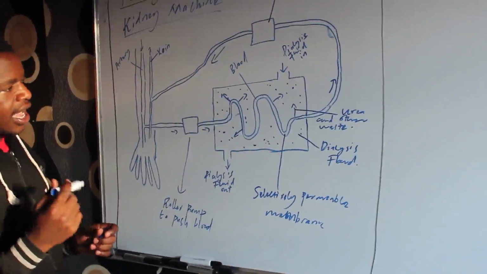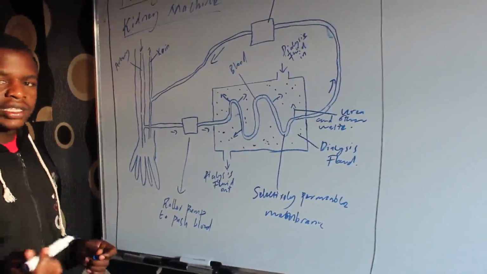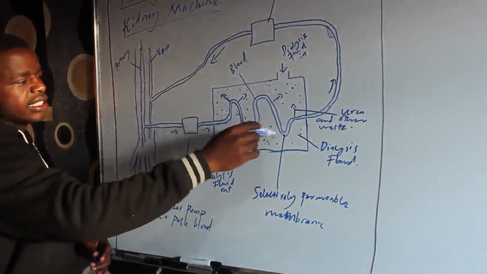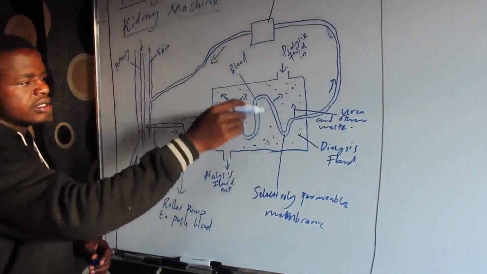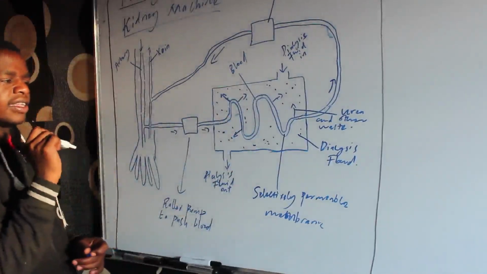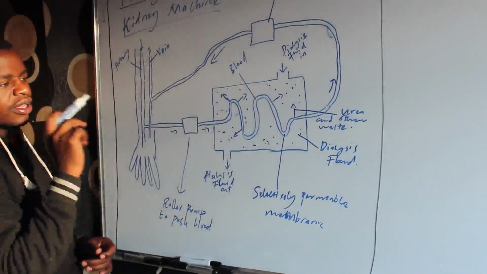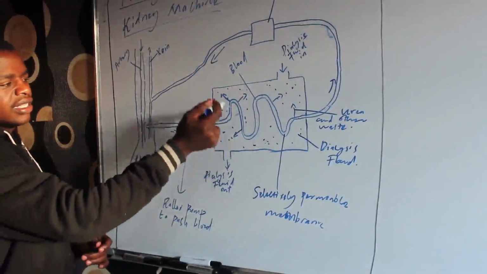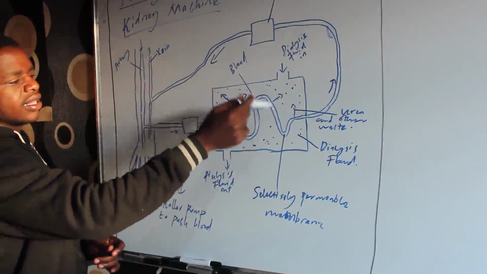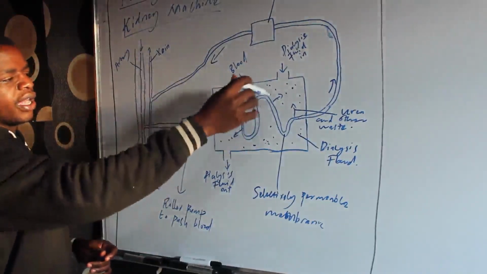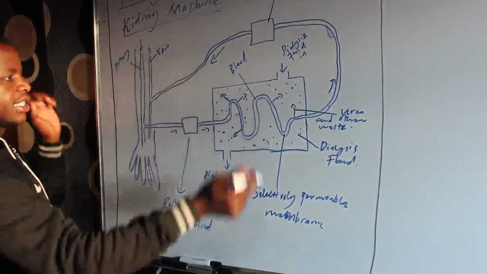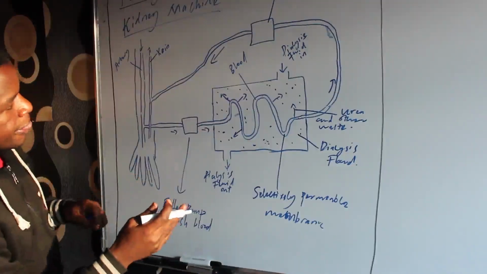Then the other question that is asked in most of the past papers, you'll be asked why this tube inside is cold. And the reason why it is cold is because the blood needs to slow down. As the blood slows down here, that means that most of the urea is going to diffuse out of the blood into the dialysis machine.